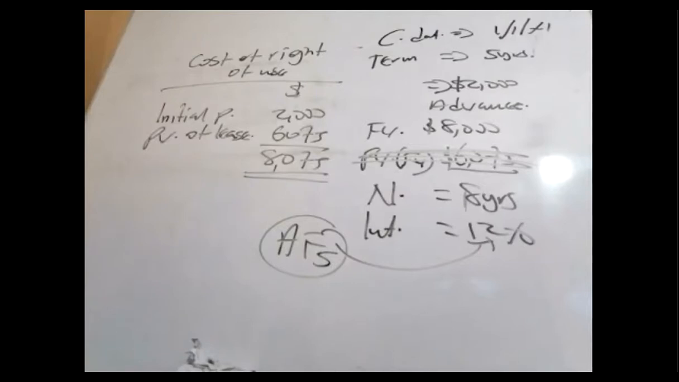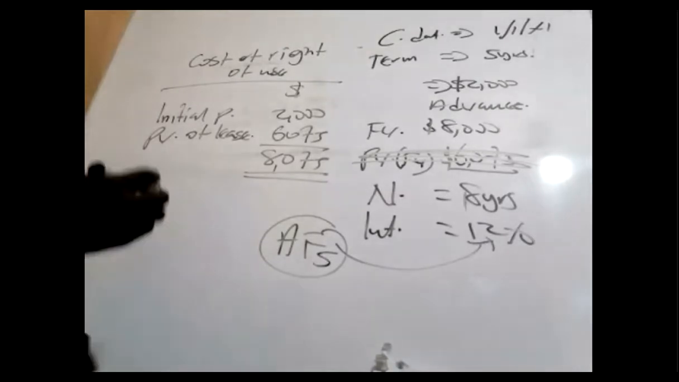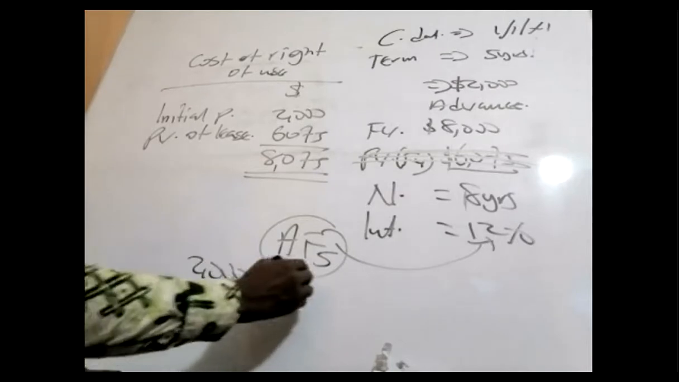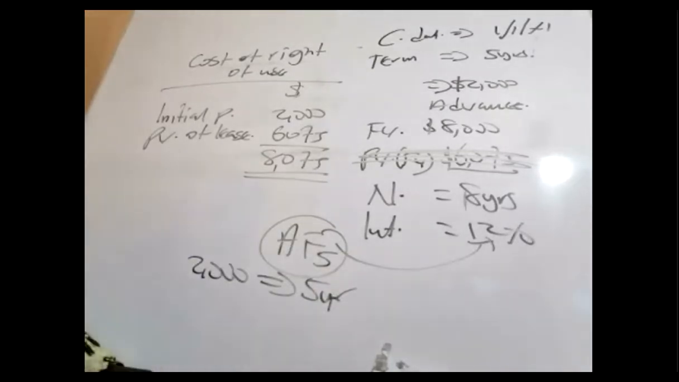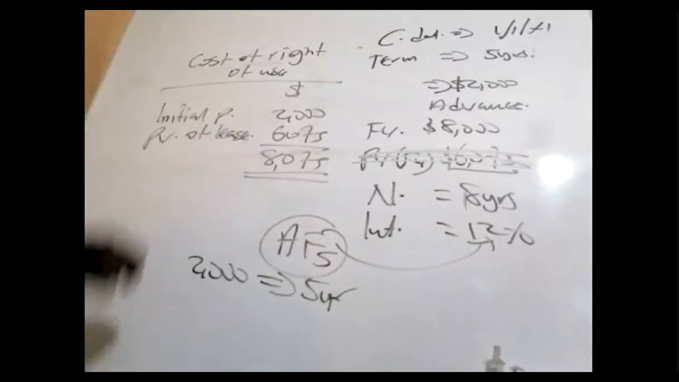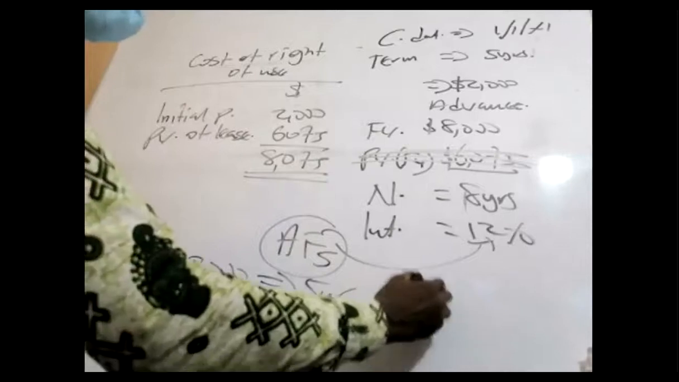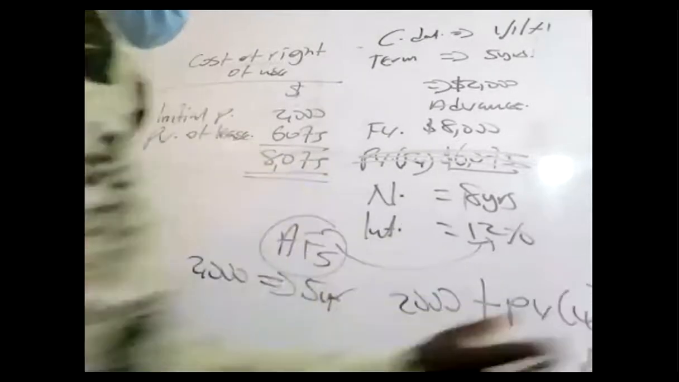Good. If I'm looking for the present value of 2,000 that is going to be paid for how many years? 5 years, and it's in advance. Relax. The shortcut is this. I think we can go by the shortcut. It is the same as what? The 2,000 plus the PV of what? 4 years. That is all.